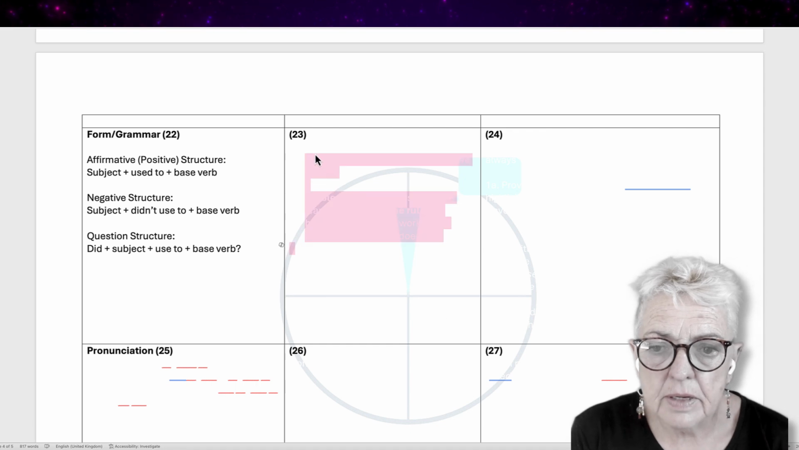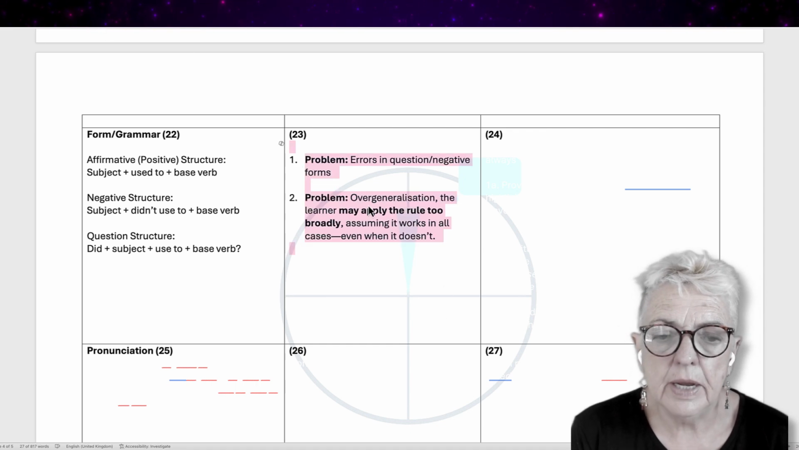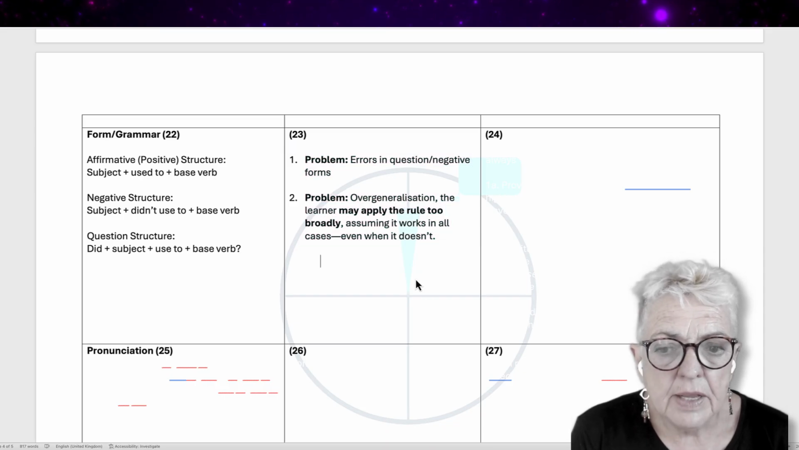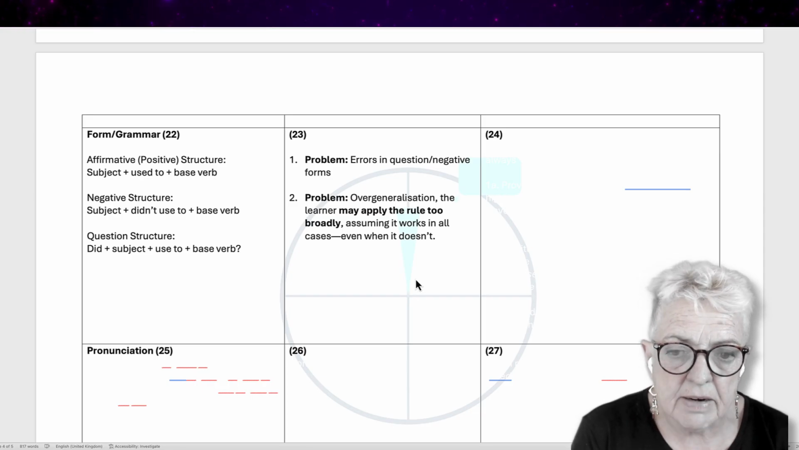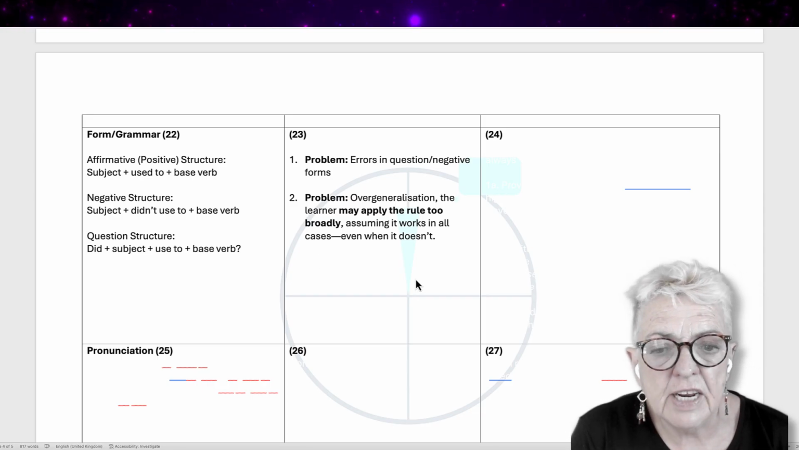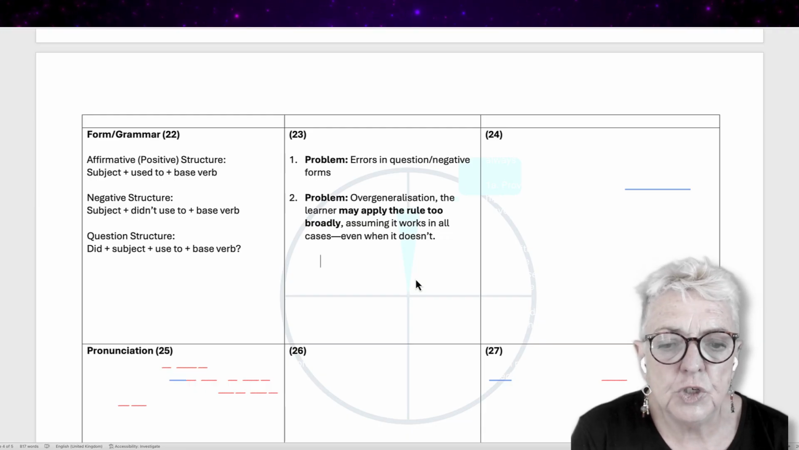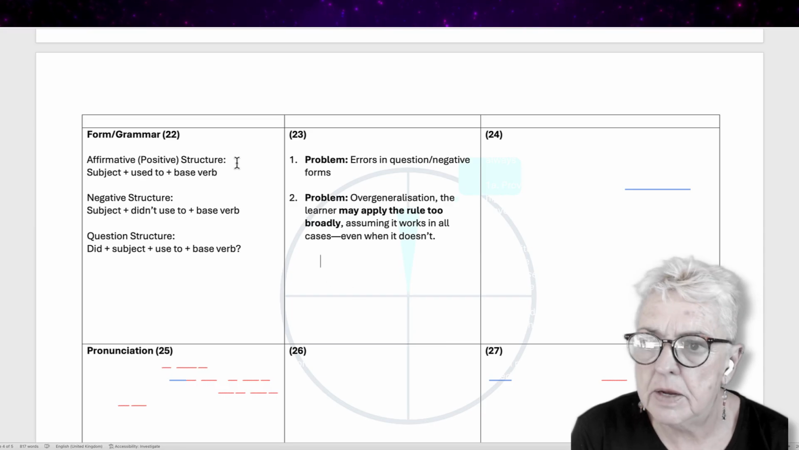Okay, let's have a look at what I've got here. Errors in question and negative forms, and there's another. This is where I anticipate students may make errors, and the problem of overgeneralization. The learner may apply the rule too broadly. Okay, is there any more there? I don't know.